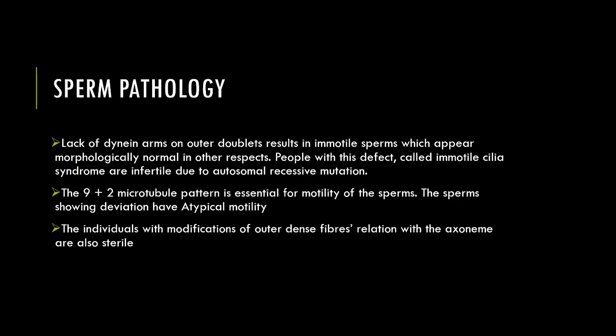Another thing is the 9+2 pattern, the 9 outer microtubule doublets and the 2 inner central singlets. This pattern is essential for the motility of the sperm. If there is any deviation here, this will again have atypical motility, not proper motility. So those will also be sterile. If there is some kind of problem in the outer dense fibers also, as I told you, outer dense fibers are related to motility of the sperm, again the individual will be sterile. The sperms will be unable to move or to fertilize the eggs.